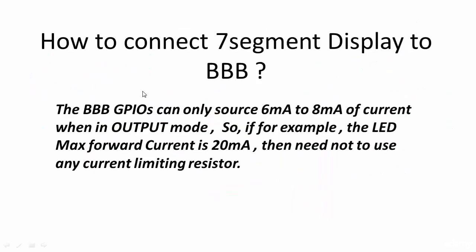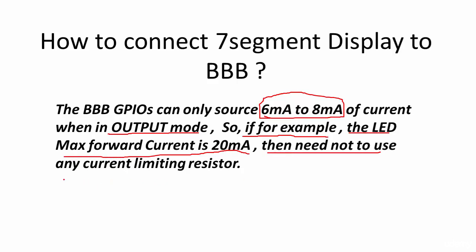Now let's understand how to connect a 7-segment display to the Beaglebone Black hardware. The BBB GPIOs can only source 6 to 8 milliamps. This I have told you several times. That means the GPIOs which you can locate in the expansion header can only source 6 to 8 milliamps of current when in output mode. So if, for example, the LED's maximum forward current is 20 milliamps, then you need not use any current limiting resistor. This I have explained several times.